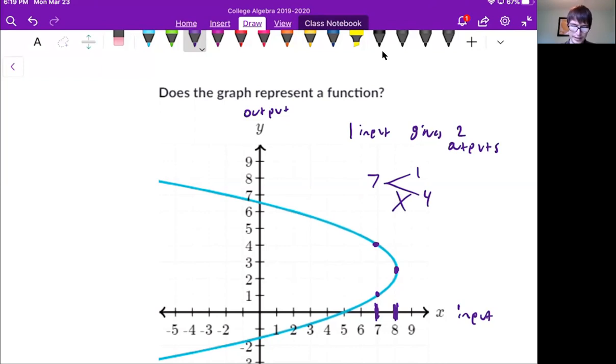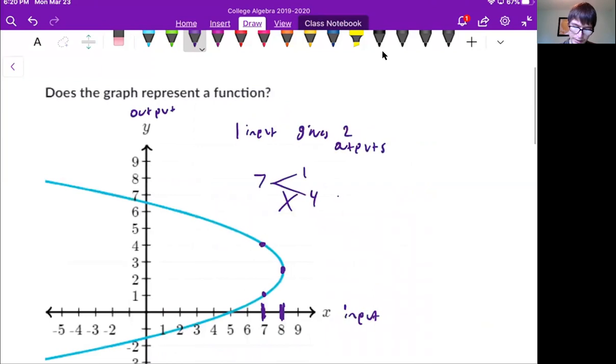Another way to think about this, actually, let's write it down. This is not a function. So our answer is no.